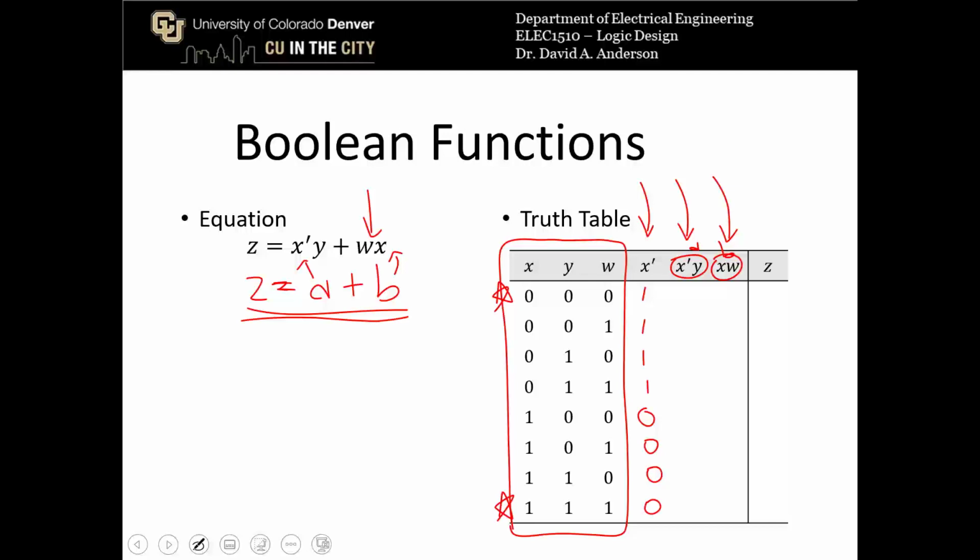Now x prime y here is going to be a 1 whenever both x prime and y are 1. So that would be here, that would be here, and that's it. So there are only 2 places where both x prime and y are 1. So I'll fill that in. And now xw here is going to be a 1 whenever both x and w are 1. So that only happens here, and the rest of these are zeros.